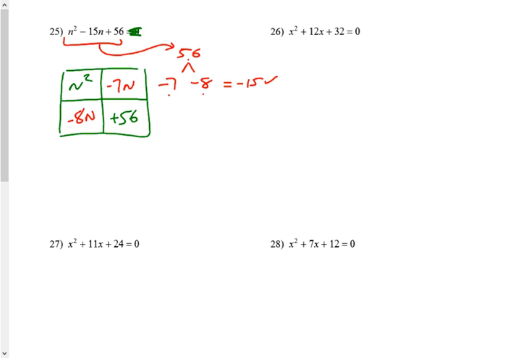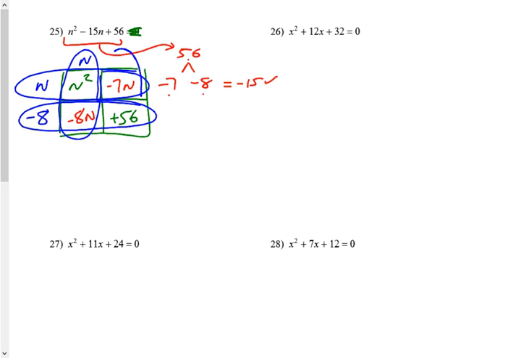And there's my numbers. Okay, again, GCFs, -8, n, n, and -7. So my factors of this would be n minus 7 and n minus 8.